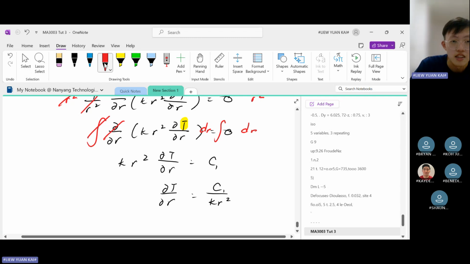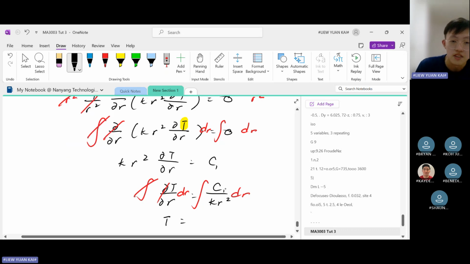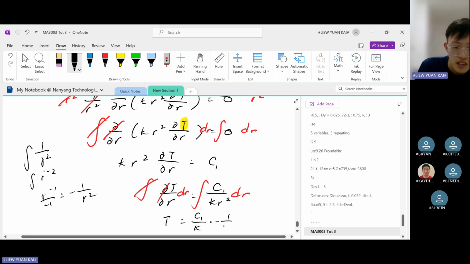And now we again integrate dT/dr with respect to r. So this will cancel with the differentiation, and what we're left with on this side is temperature. C1 and k are constants, so what we're doing is integrating 1 over r squared, which is the same as integrating r to the power of -2. Power plus 1 divided by the new power means this will become negative 1 over r.